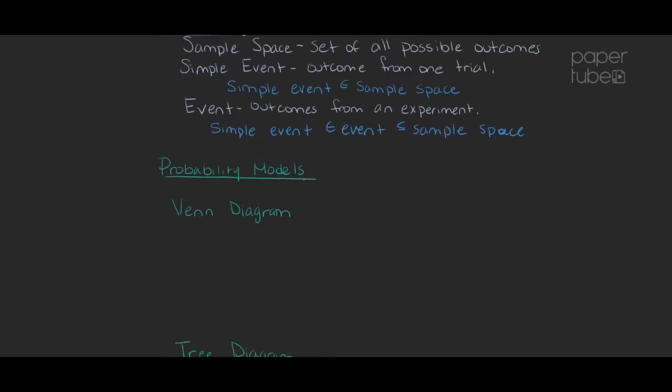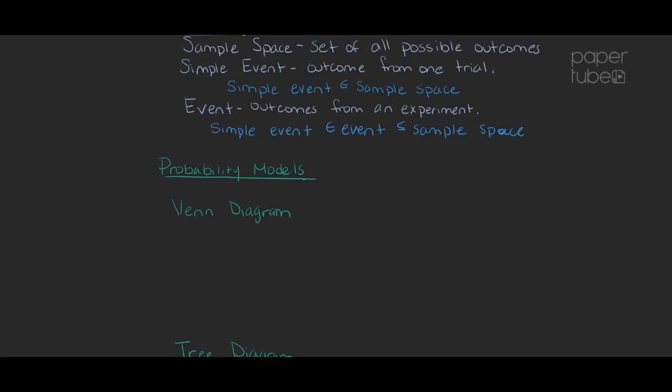Next, we're going to look at some probability models. These are just visual tools that we can use to demonstrate the outcomes from an experiment, or later on we're going to use them to organize the probabilities of different events happening. So first in this is a Venn diagram. We're going to use an example of blood type for all of these probability models.